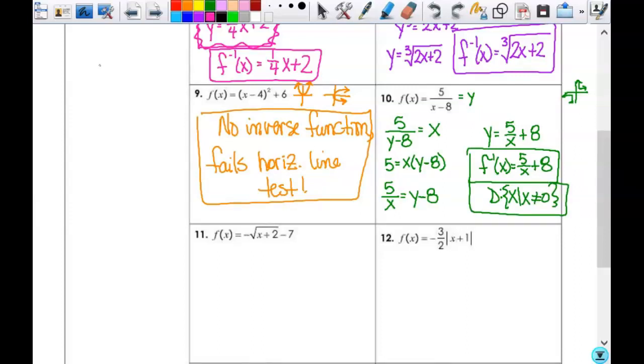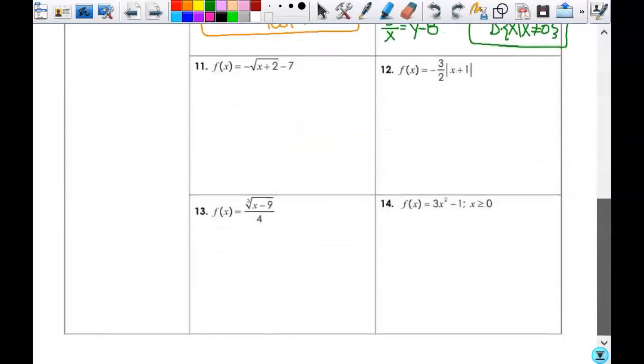Okay, so now let's look at 11. This is a square root function. So my parent function looks something like this. It passes the vertical and horizontal line test, so it is one-to-one. Set this equal to y. Exchange my x's and y's. So we get negative square root of y plus 2 minus 7 equals x.